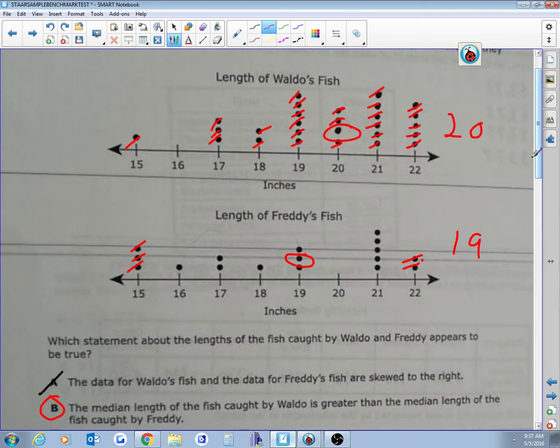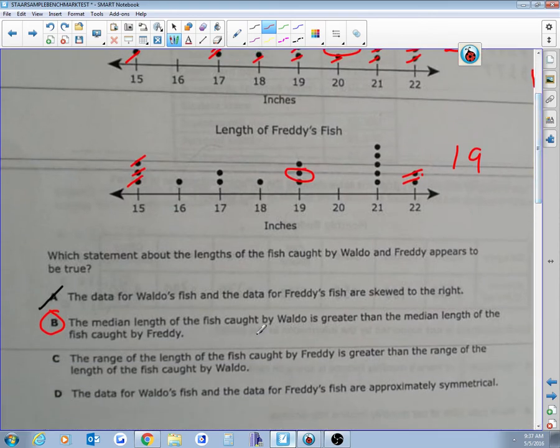Let's just look at the other ones real fast. The range is going to be the same. Range is highest minus lowest. The highest for both of them is 22. The lowest for both of them is 15. So they both have a range of 7. So this is not true.